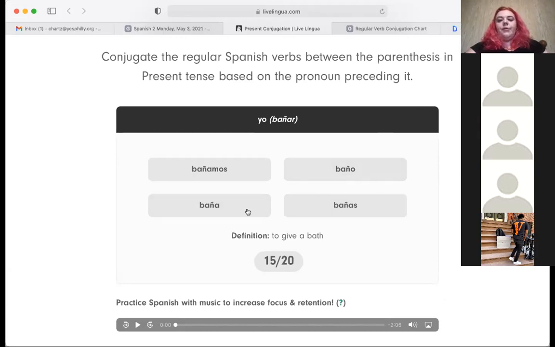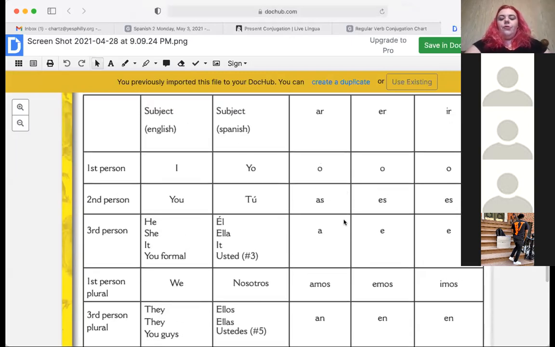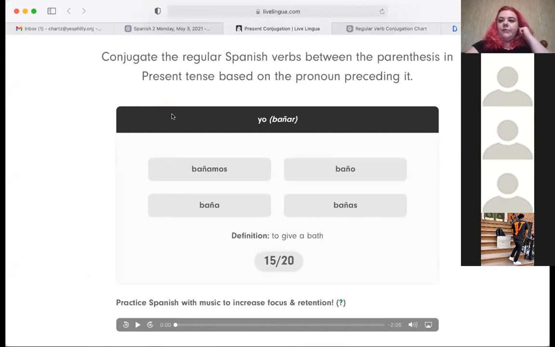So, for this, and for those of you that just came in, this is just an exercise with our regular verb conjugations, and we've been using this chart here, which is the one that I put on Google Classroom, so it's all there. So for this next one, we have yo bañar, which is our verb, and that means to bathe, to take a bath. And yo is our subject, and bañar is an AR verb because it ends in AR. So is it going to be yo bañamos, yo baña, yo baño, or yo bañas?